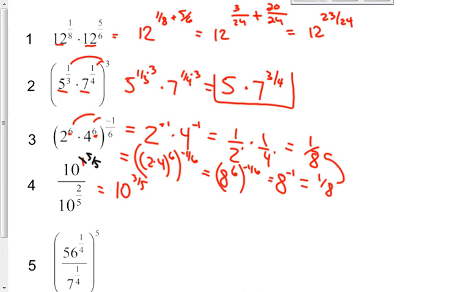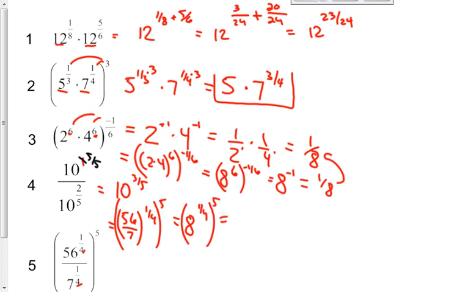56 to the 1/4, 7 to the 1/4. Do you notice how both of these powers have the same 1/4? I could then write this as 56 over 7, all raised to the 1/4, and then raised to the 5th power. One of the reasons for doing that would be because 56 does divide nicely with 7. I get 8 to the 1/4, and then raised to the 5th. Power says multiply: 8 to the 5/4.